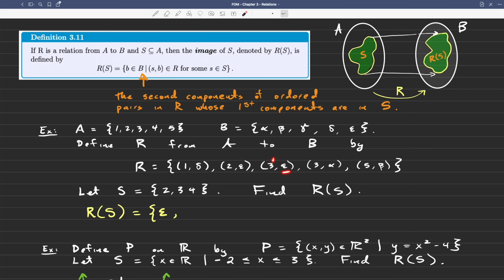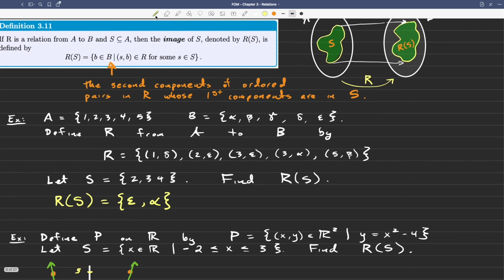but I don't need to write down epsilon twice because the image is a set and you don't need to write duplicate elements. Okay, when we go to the fourth ordered pair, we've got a second component of alpha there and it's paired with 3, and we see that 3 is in fact in S, so that tells me that alpha is in the image. And then in that last ordered pair, you've got beta as the second component and it's paired with 5, but 5 is not in S, so I would not include beta in the image of S. So that's it, we're done.